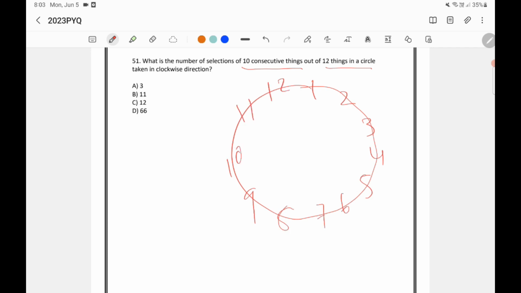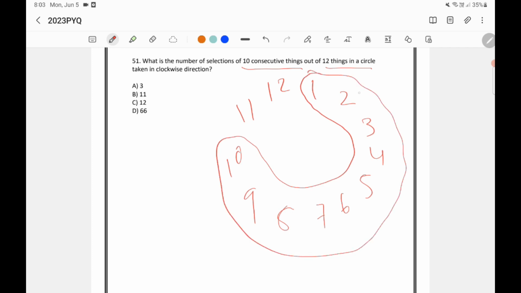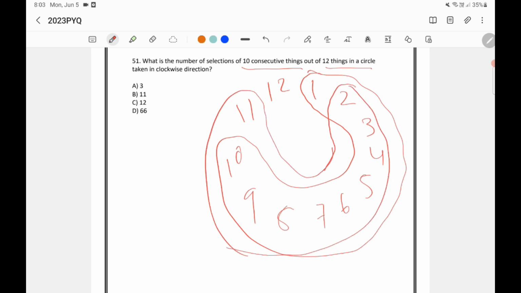So these are the 12 things which are in a circle. Now in how many ways can we select 10 consecutive things? We can select like this. These are 10 consecutive things. This is one possibility. Now if I start from 2 and end at 11, this is another possibility. If I start from 3 and end at 12, this is another possibility. If I start from 4 and end at 1, in this way there are many possibilities.